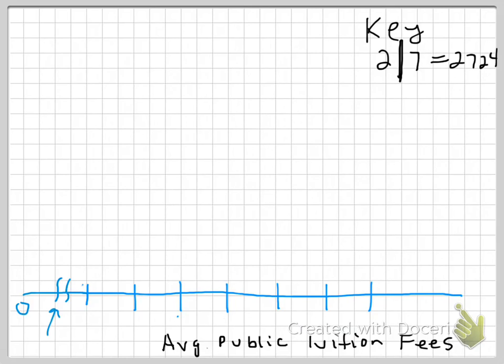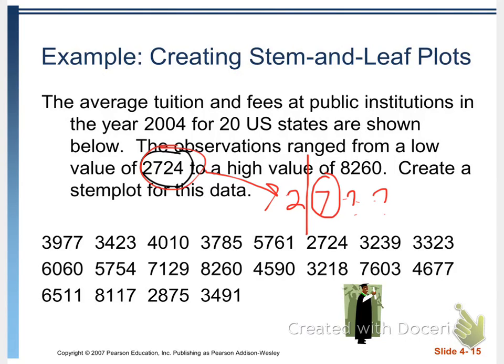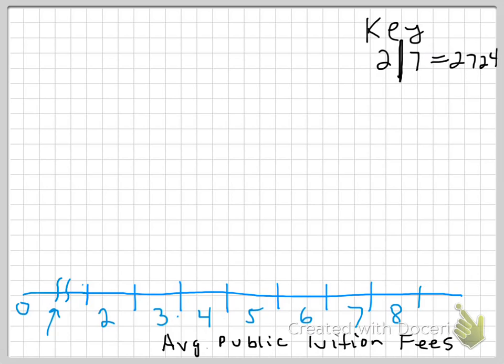So now the stems will be 2, 3, 4, 5, 6, 7. I need one more, 8. And I only skipped 3 just for spacing reasons. Now I can go back through the data and cross things off as I use them. I've got 3,977, and since I'm truncating, that's 39. So I'm going to cross it off that I used it, go back here, and put a 9 in here.